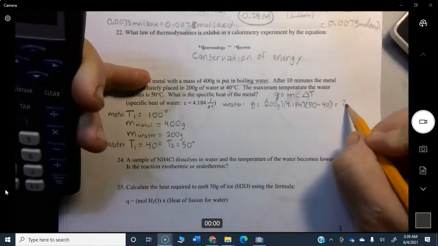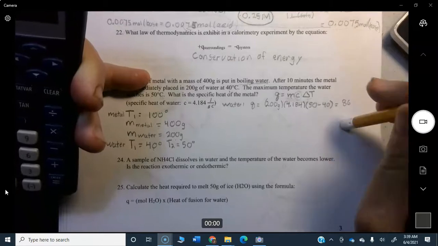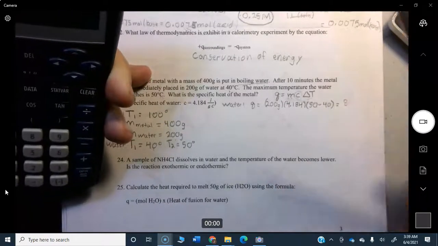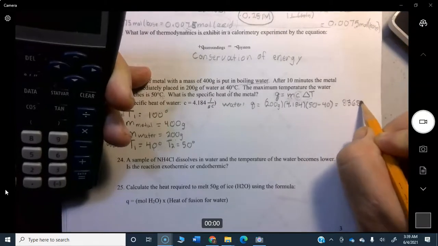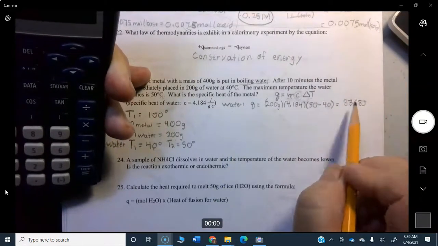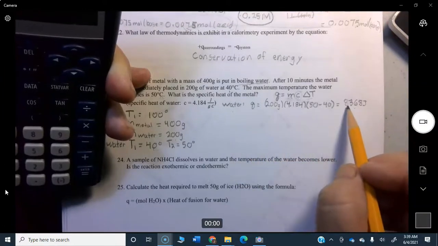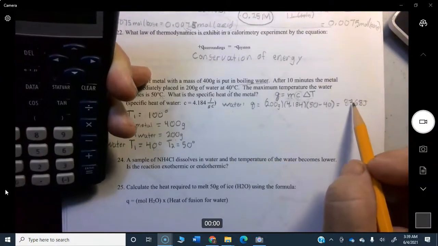When you do those numbers, that's going to be 200, and I have checked for you, the units of measure will work out, times 4.184 times 10. 50 minus 40 is 10. So there we go, and you get 8,368 joules. That's the heat going into the water, so the negative 8368 is going to be heat coming out of the metal.